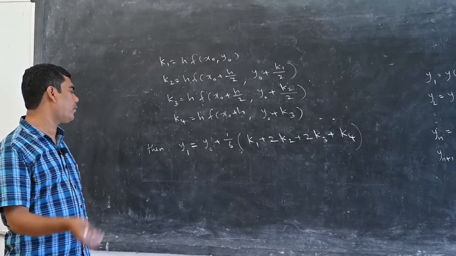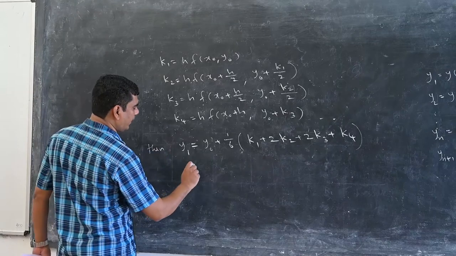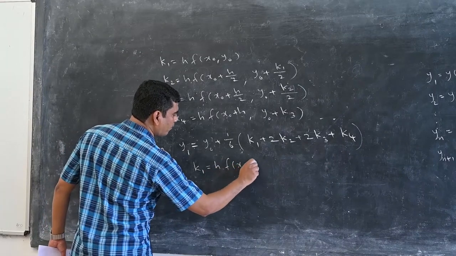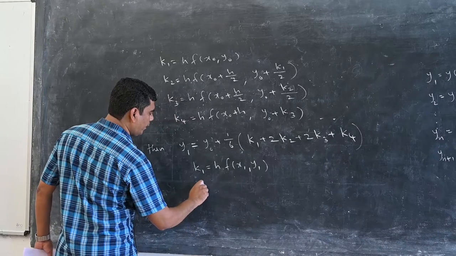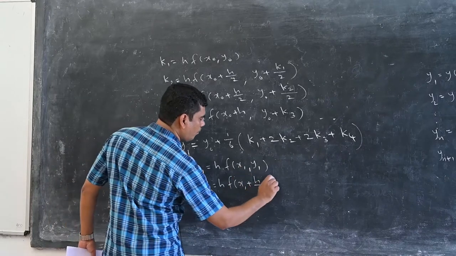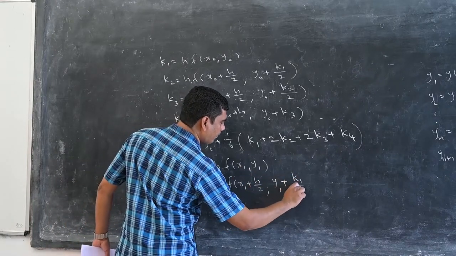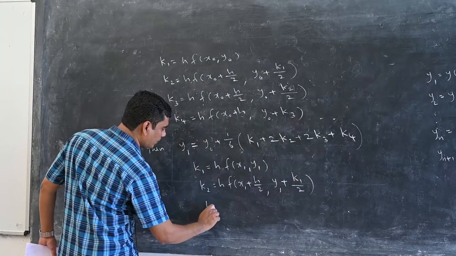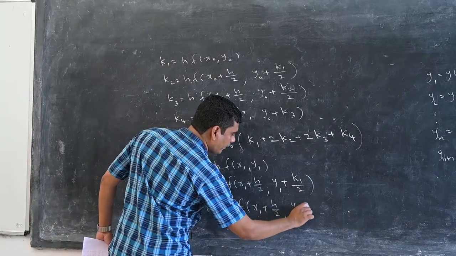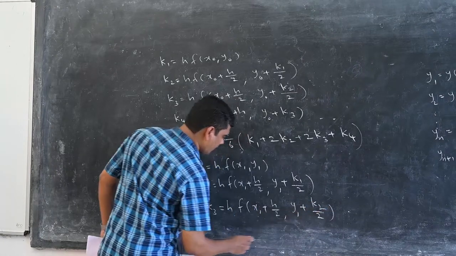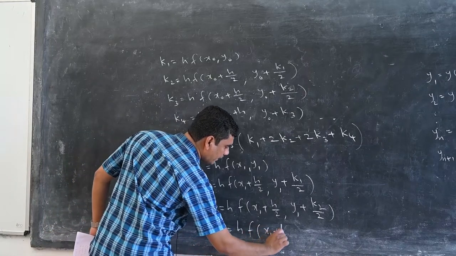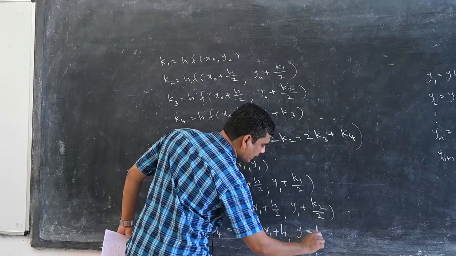Now we have found y1. Now, to find y2, again find k1 equal to h into f of x1 y1. k2 is equal to h into f of x1 plus h by 2, y1 plus k1 divided by 2. k3 is equal to h into f of x1 plus h by 2, y1 plus k2 divided by 2. k4 is equal to h into f of x1 plus h, y1 plus k3.